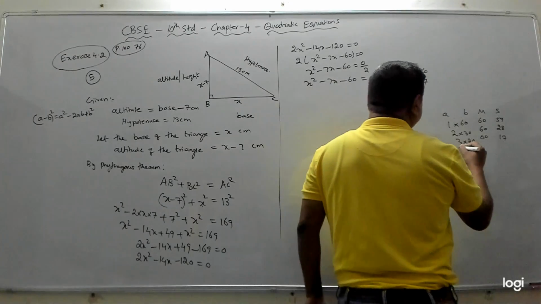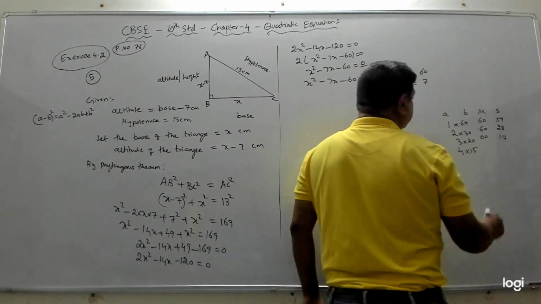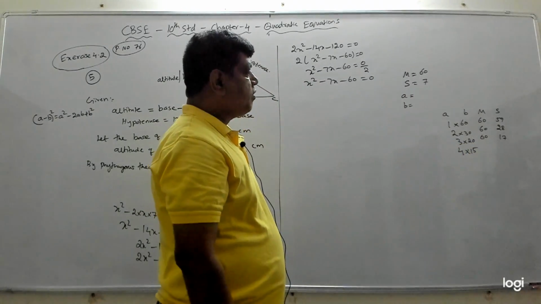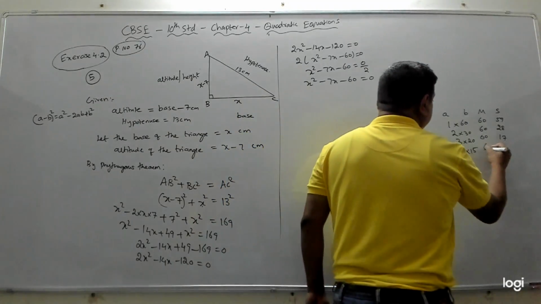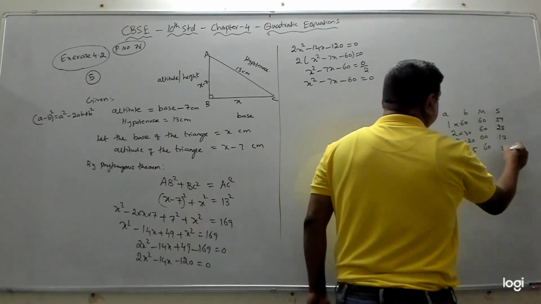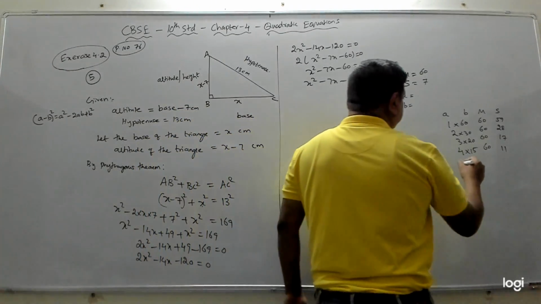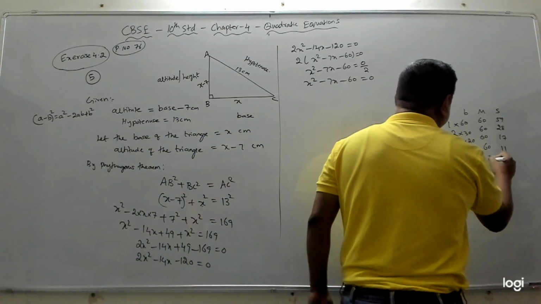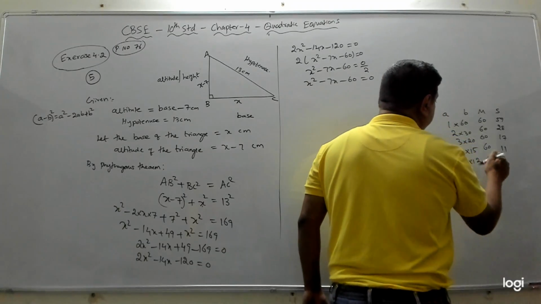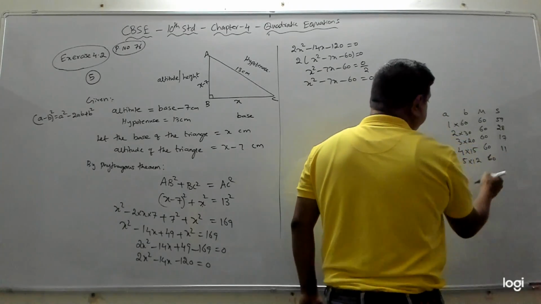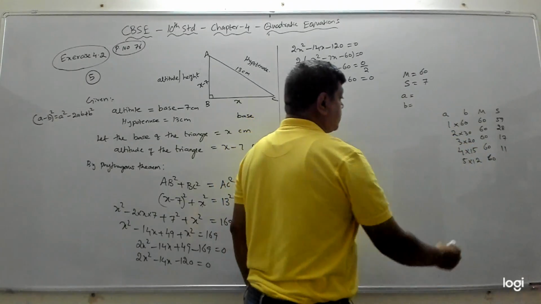Right? Then we'll try with 4 into 15. 4 into 15 gives you 60, and 15 minus 4 is 11. But we should get 7. This also won't go. So go to the next number. We'll say 5 into 12. That is 60. Now 12 minus 5 is 7. Yes, this gives you.